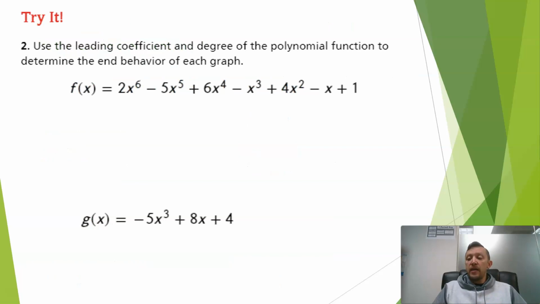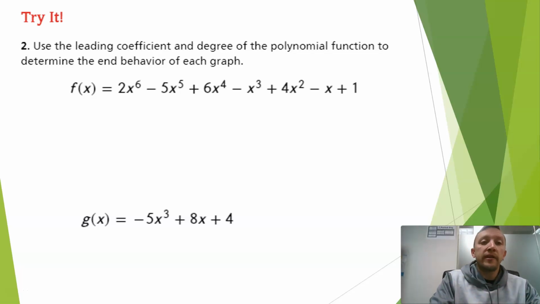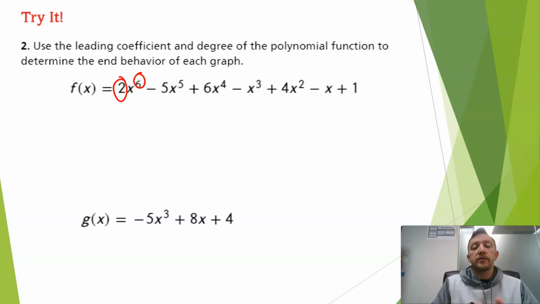So let's look at an example together. This one says, use the leading coefficient and degree of the polynomial to determine the end behavior of each graph. Okay, so for this one, the first thing I want to look for is, is it in standard form? This is already in standard form. So what we're going to do is identify two things. Is the leading coefficient positive or negative? And also, is the degree of the polynomial even or odd?